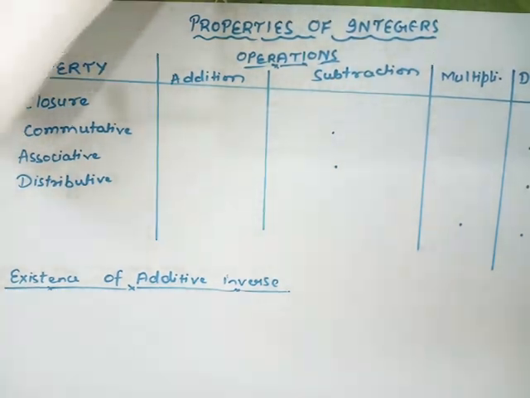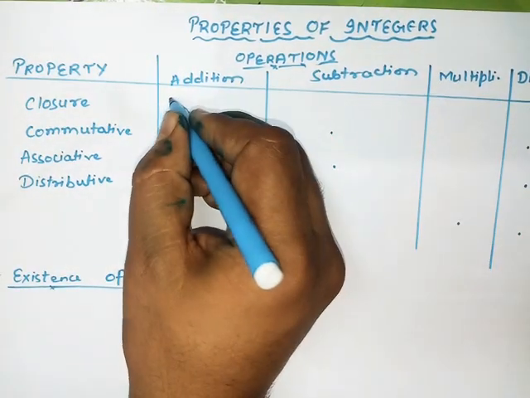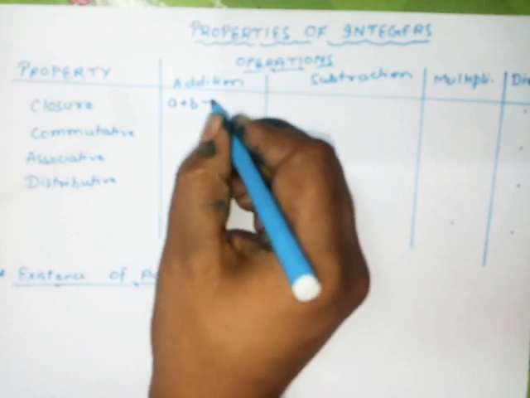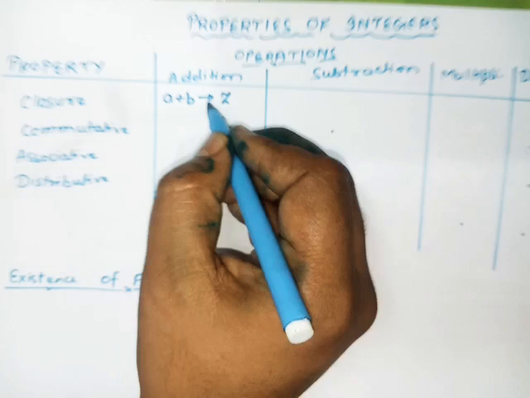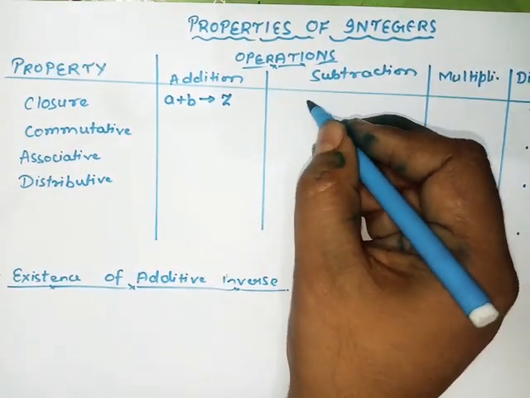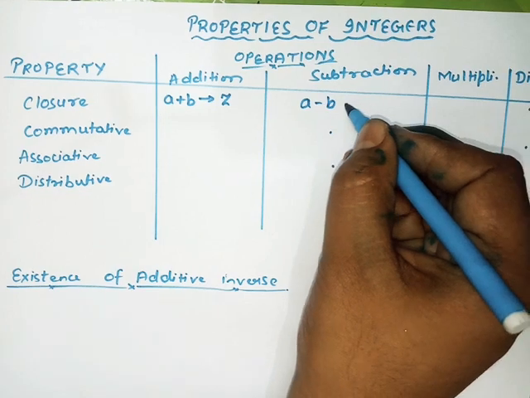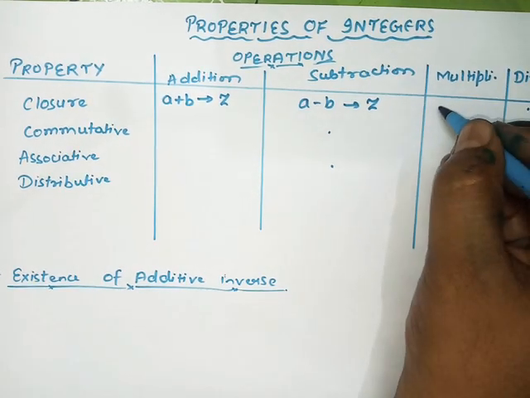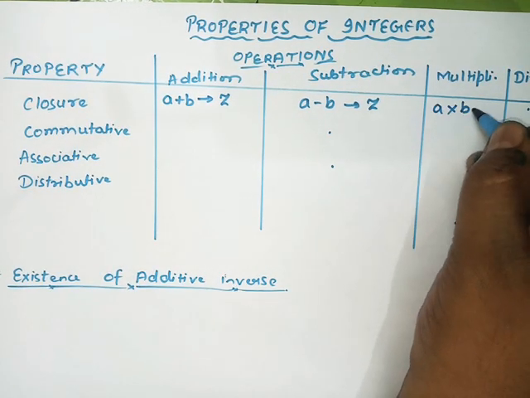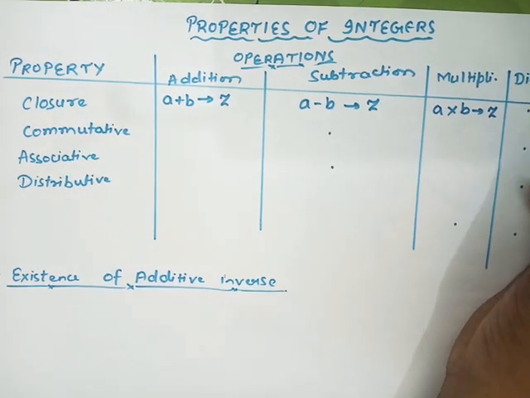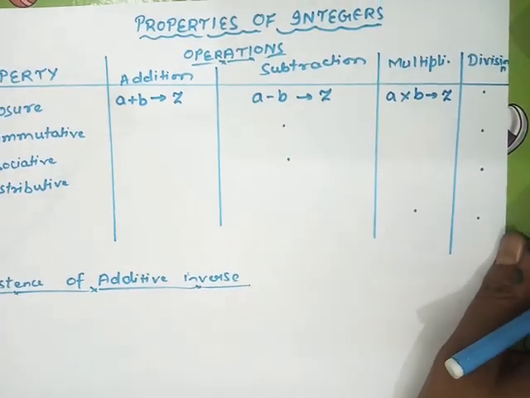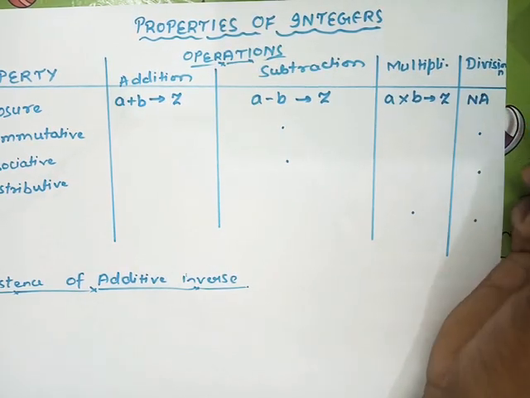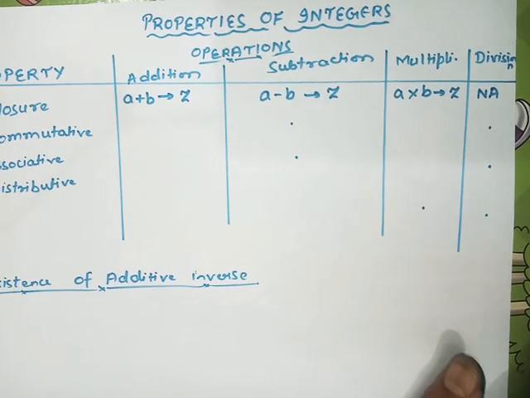Here I will take the integers as a and b, like a plus b will also be an integer. Z is the set of integers here, and a and b are also integers. Subtraction means a minus b, it will also be an integer. The subtraction of two integers is also an integer. Multiplication means if we multiply a and b, then we get an integer. And division, here the property is not applicable. Like we divide a upon b, we get a fraction value, not an integer value.